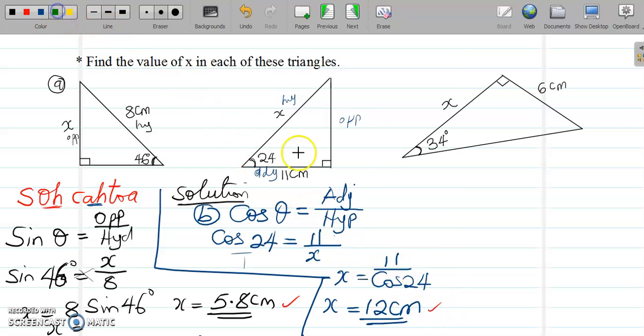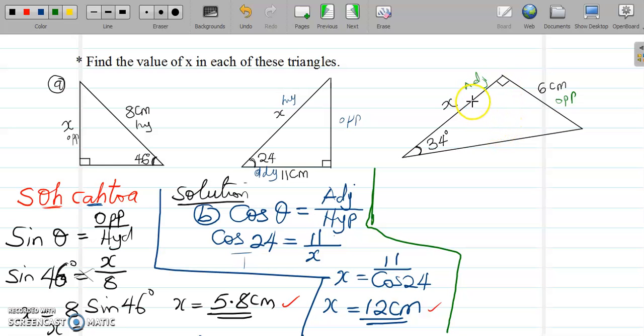Now the last one we solve. Here we have this angle. This side is the opposite, since we are considering the angle. This side is the hypotenuse and this side is the adjacent. You see it, the hypotenuse is the longest side and is opposite to the right angle.